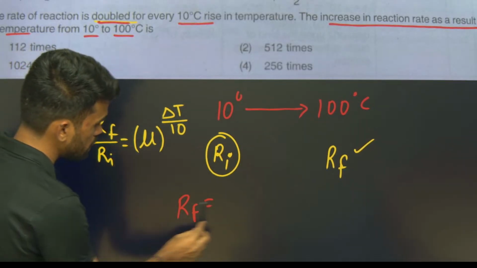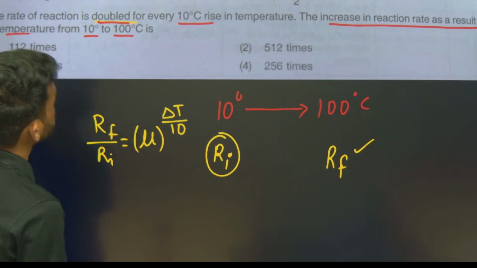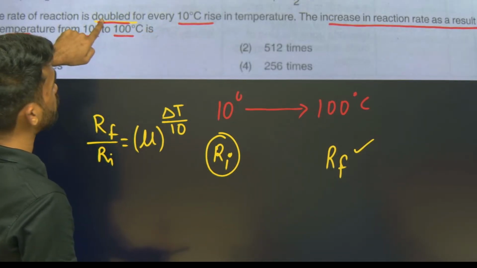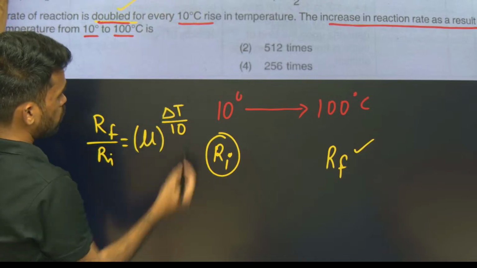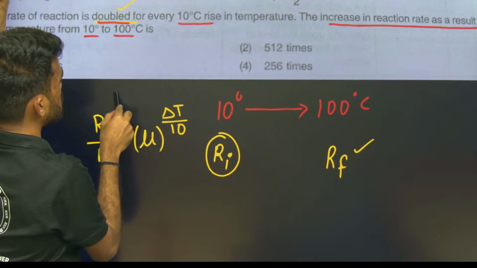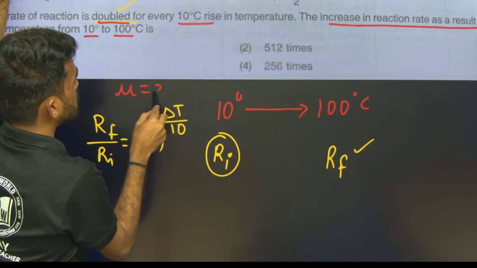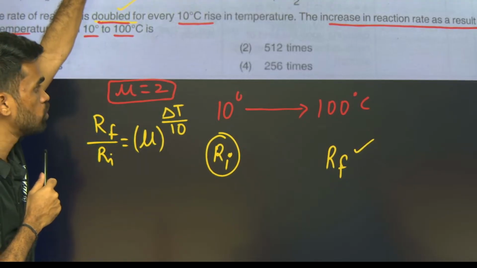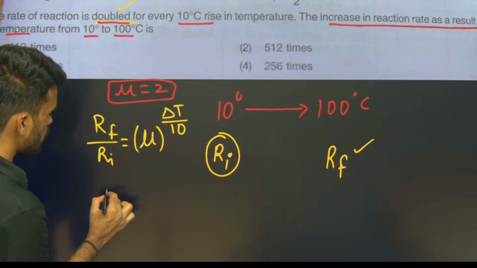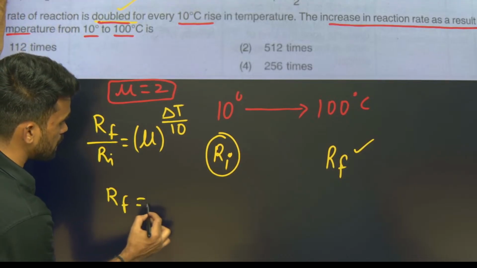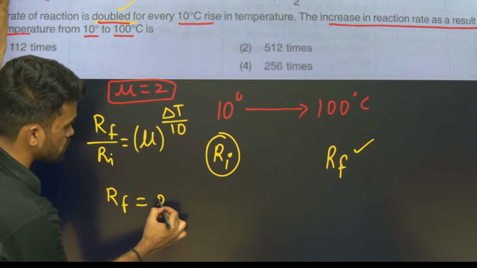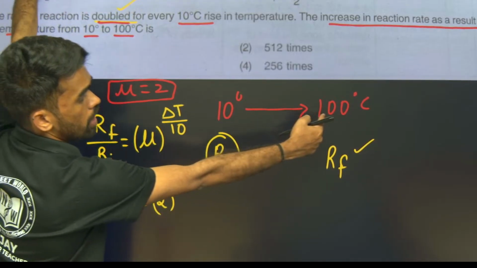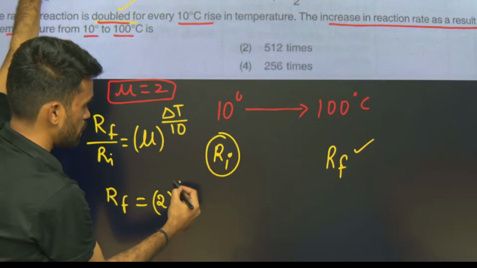Look here, they told us that for every 10 degrees rise in temperature, the rate of reaction will be doubled. That doubling of the rate of reaction is called the temperature coefficient. So I can say the temperature coefficient mu is equal to 2. I want R final, that is at 100 degrees. So the temperature coefficient is 2 to the power, what is the change in temperature? 100 minus 10, so it will be 90.